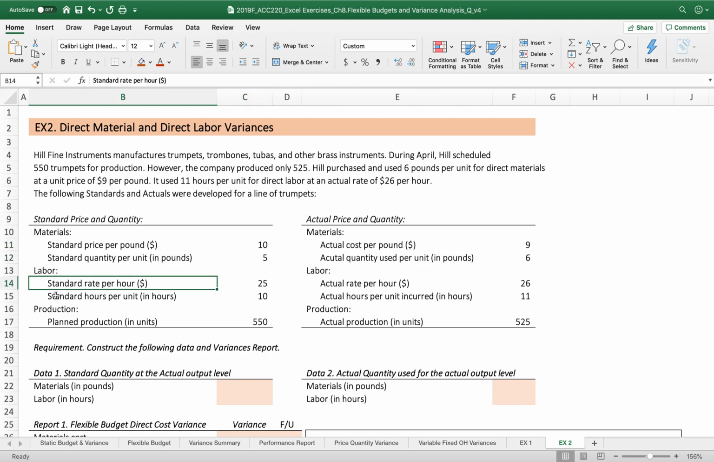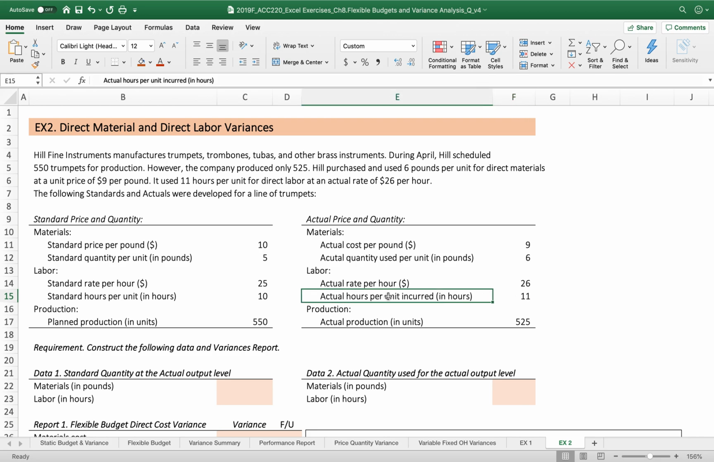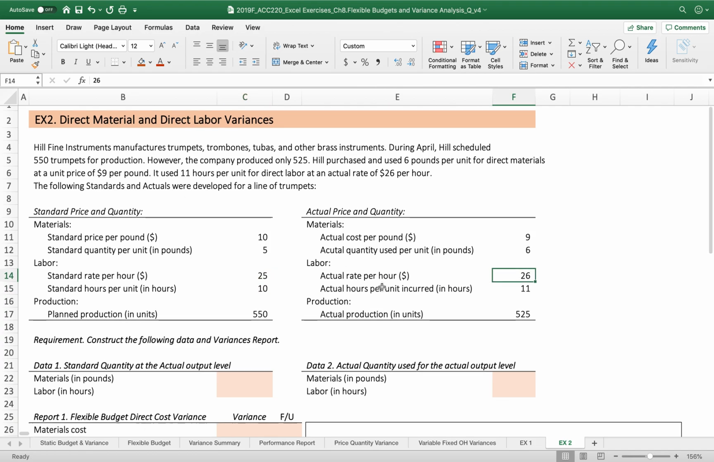Okay, let's look at the labor price and quantity variance from this information. The rate is $25 per hour, but actual is $26; maybe we hired more skillful labor, right? And even though we spend $26 per hour, they spend more time to produce the trumpet, 11 hours. Maybe there will be some efficiency issues we can expect or imagine before the actual calculation. And then the production, as we read in the question, is 525. Maybe there will be some problem, definitely in the material variance and the labor variance, from these expectations.